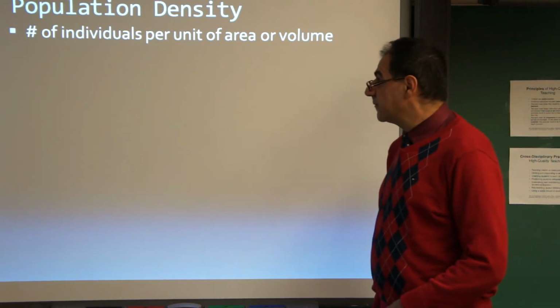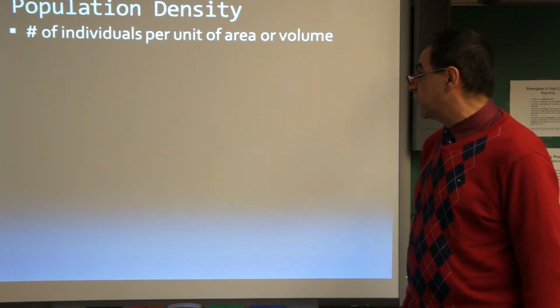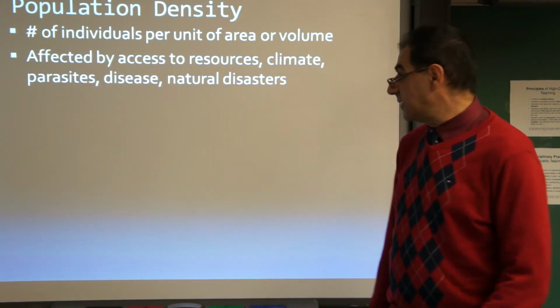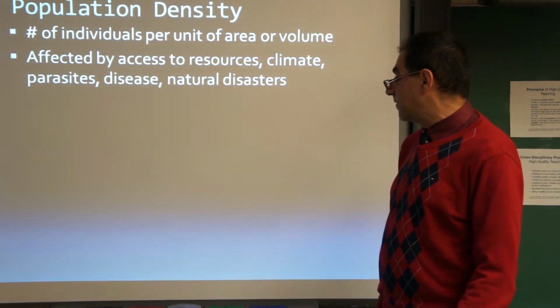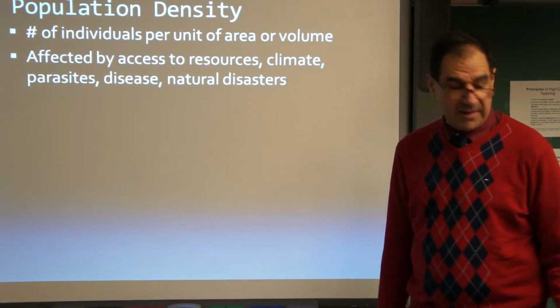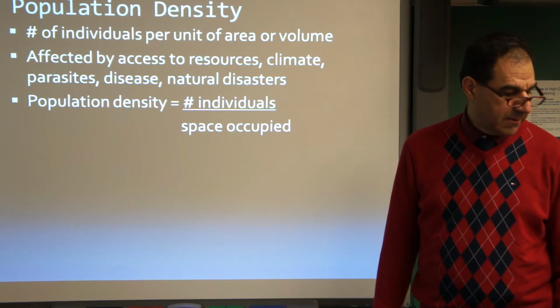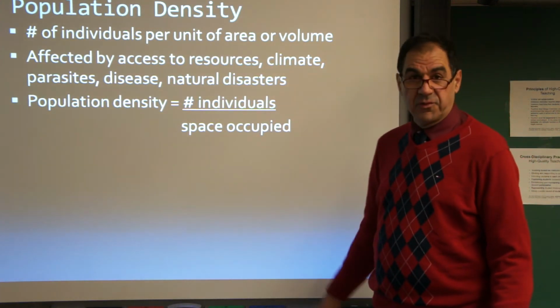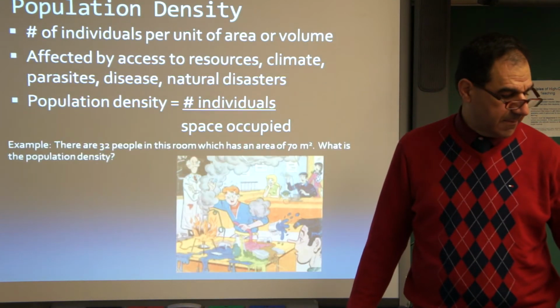Population density is the number of individuals per unit area or volume. It's affected by access to resources, climate, parasites, diseases, and natural disasters. The formula for population density is the number of individuals over the space occupied.